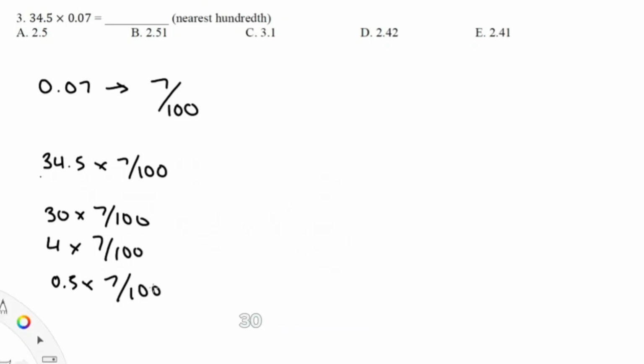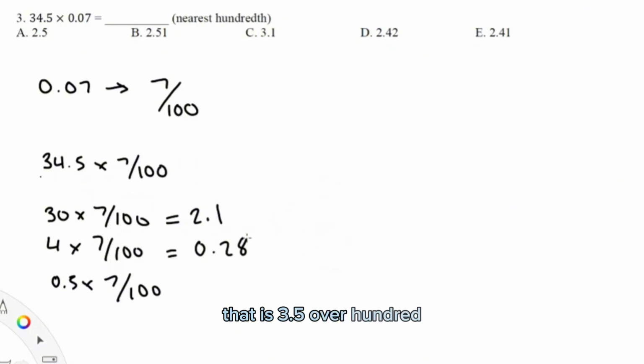Alright, first, 30 times 7 over 100. That is 210 divided by 100, which is 2.1. Next, 4 times 7 over 100. That is 28 divided by 100, which is 0.28. Next, 0.5 times 7 over 100. That is 3.5 over 100, which is 0.035.